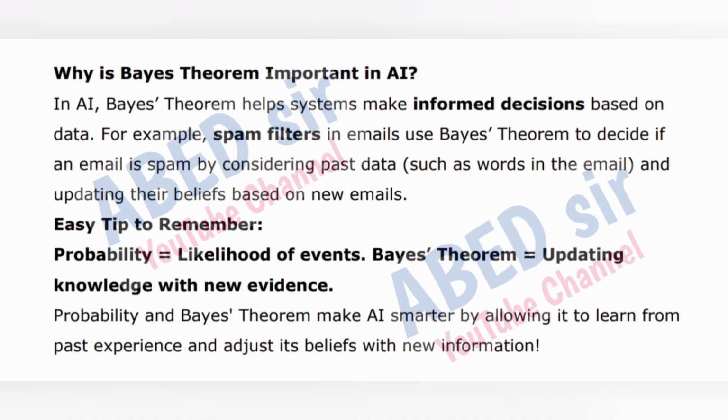Why is Bayes' theorem important in AI? In AI, Bayes' theorem helps systems make informed decisions based on data. For example, spam filters in emails use Bayes' theorem to decide if an email is spam by considering past data, such as words in the email, and updating their beliefs based on new emails.